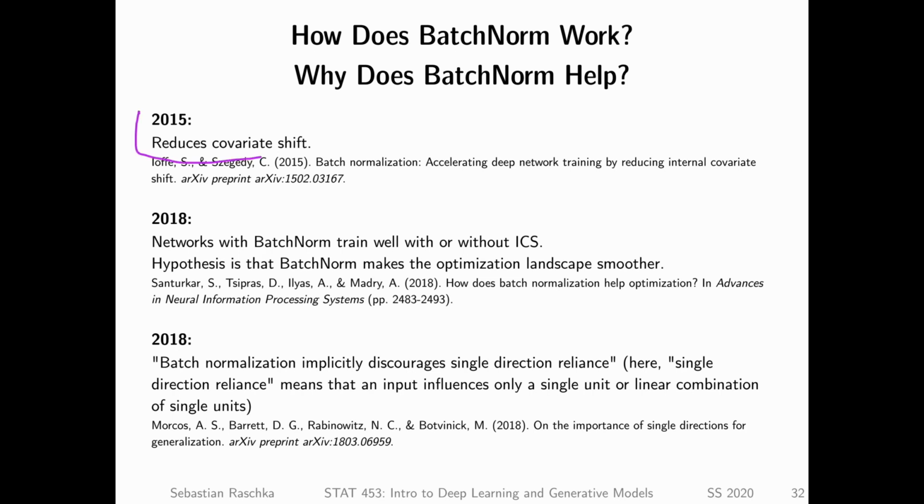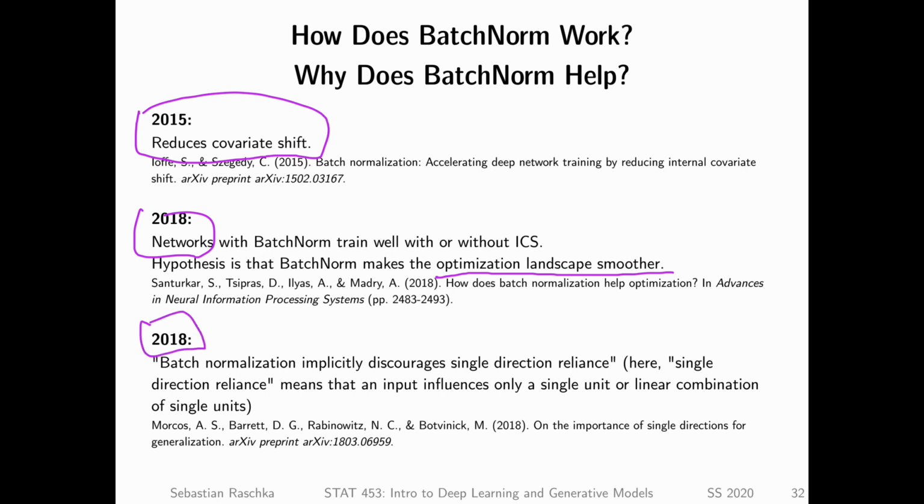So the first paper mentioned that it may work well because it prevents or reduces this internal covariate shift. Then this 2018 paper I just showed you showed that neural networks can already train well even if there is internal covariate shift. So batch norm may work well, but whether there is internal covariate shift or not doesn't really matter, based on the performance that they found. So the hypothesis is that batch norm works so well because the optimization landscape may be smoother.